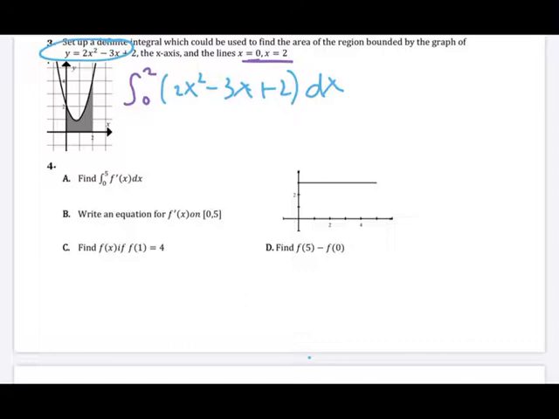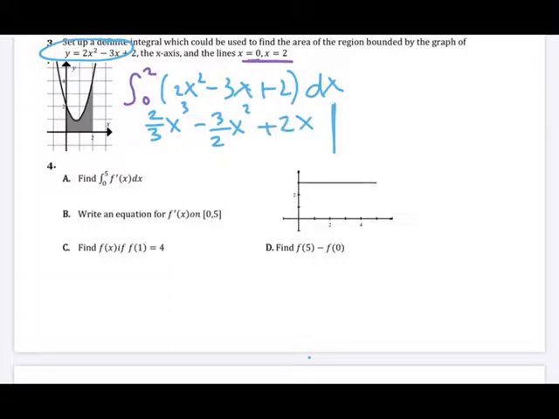So the very first thing I'm going to do is I'm going to just apply the power rule and pretend the bounds are not there. So 2x squared is going to become 2/3 x to the third, minus 3x is going to become 3/2 x squared, 2 is going to become 2x.